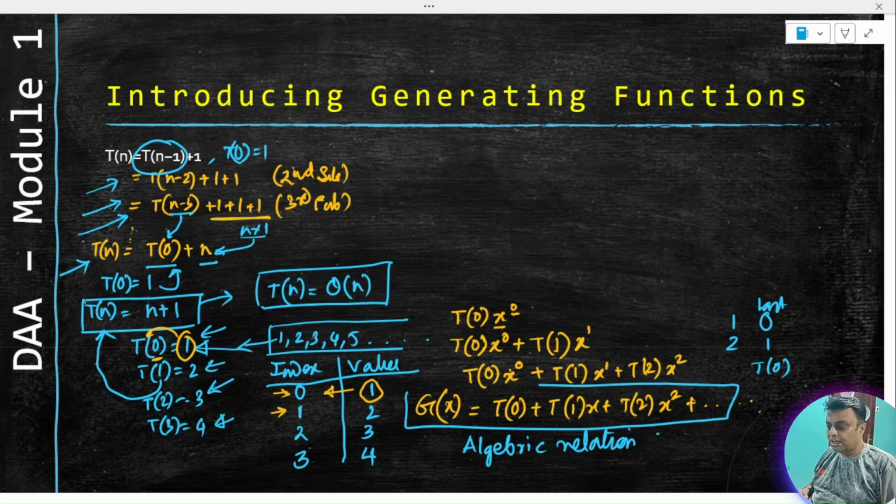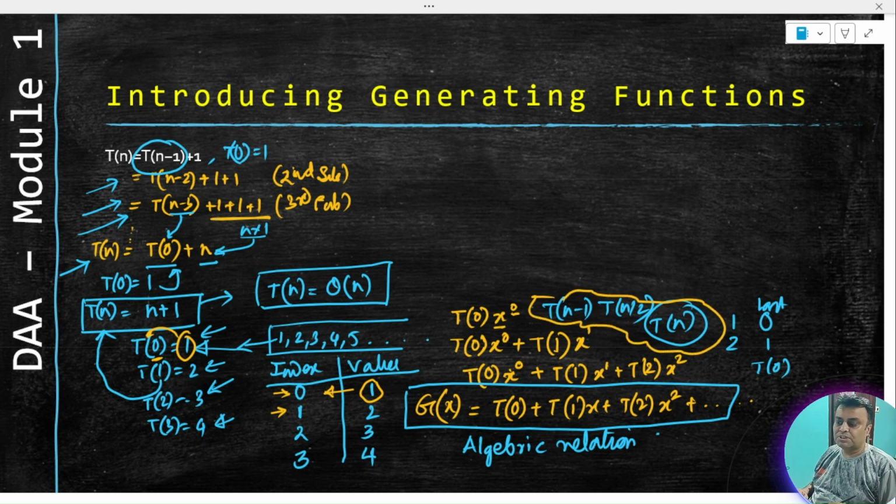Can you find any call for Tn? Do you see any Tn? Do you see any Tn by 2? Do you see any Tn minus 1? Do you see any of these? You don't see any of these here, which means it's no more a recurrence relation. It's now become a mathematical relation, right? So if you know T0, T1, T2, etc., you can solve it. Just substitute the value of T0, T1, T2, you'll get it.